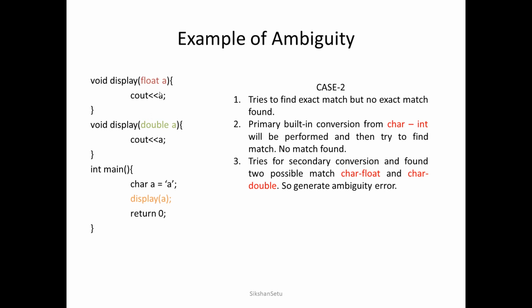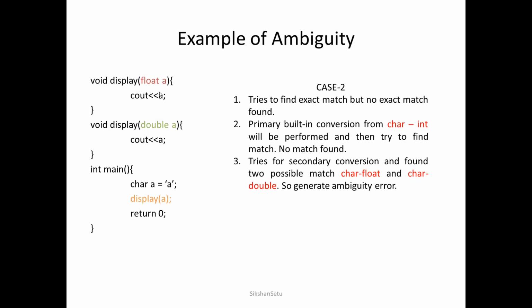So the system, your compiler, is confused, and so it will generate the error. This error is considered to be an ambiguity error. Why ambiguity? Because the system or compiler is confused, because there are two matches found for character to float and character to double. So this is considered to be an ambiguity error.